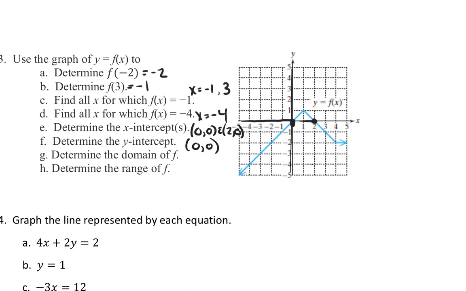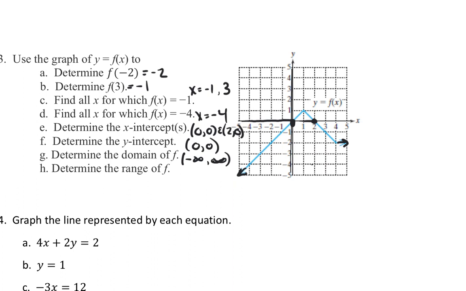Determine the domain of f. As we can see, f on this side of the graph goes downwards to -infinity, and this way goes all the way to infinity. So we know that the domain of f is going to be -infinity to infinity. And we don't have any restrictions or anywhere else where x cannot be, as shown by the graph.